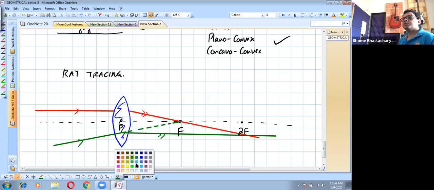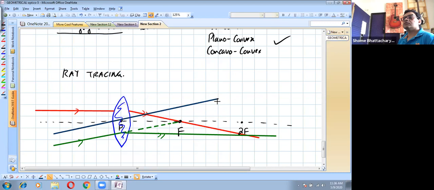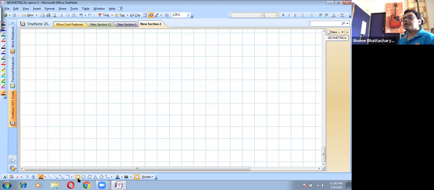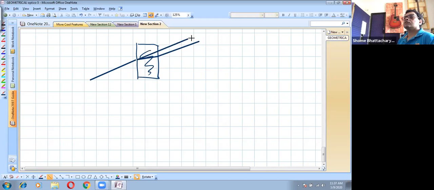Then a very simple type of ray. A ray aimed at the pole literally goes undeviated. Now the reason for this is very simple. I'll come back to the diagram, but if we just consider a slab of glass, what happens to an incident ray over here? It refracts and then again emerges out, such that it emerges out parallel to the first one.